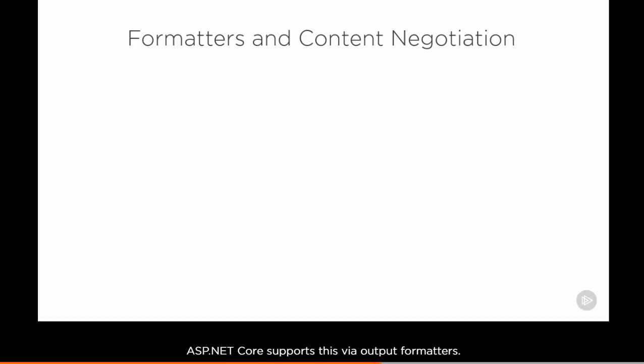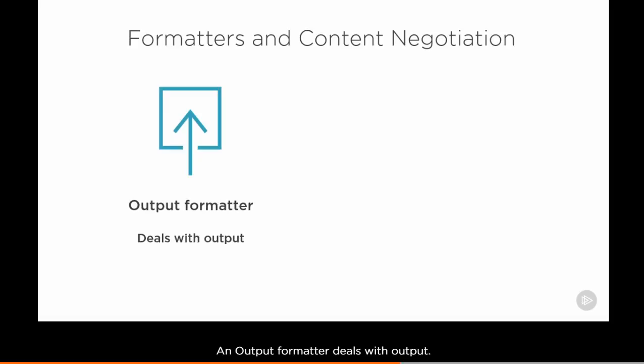ASP.NET Core supports this via output formatters. An output formatter deals with output. The consumer of the API can request a specific type of output by setting the Accept header to the requested media type, like application/json. But if there's output, well, there's also input. We're running a bit ahead of ourselves with that.